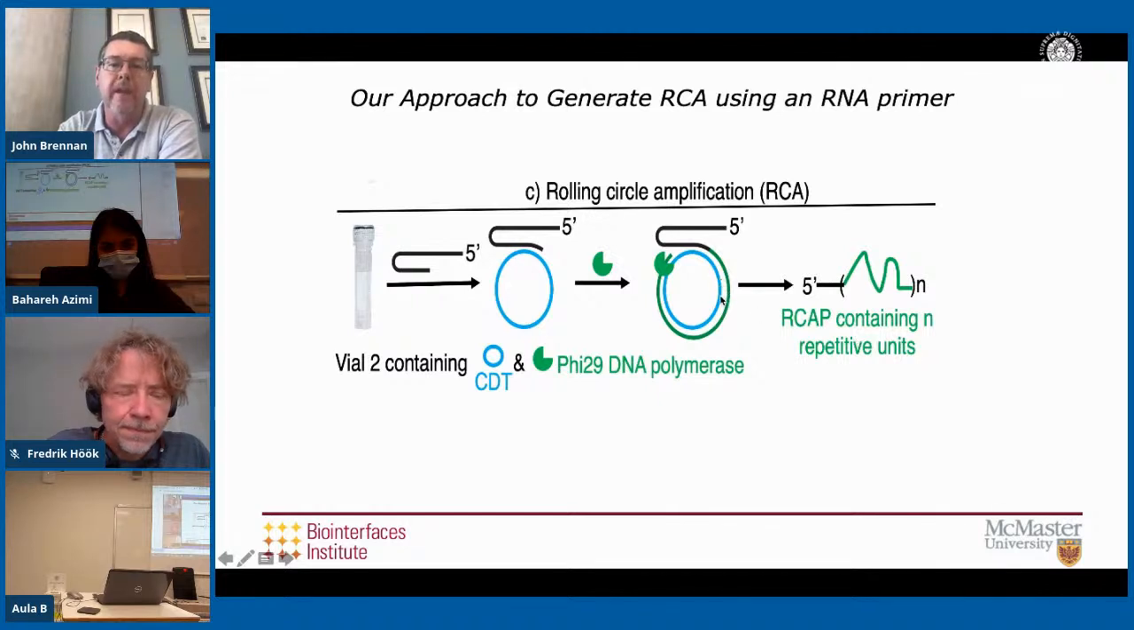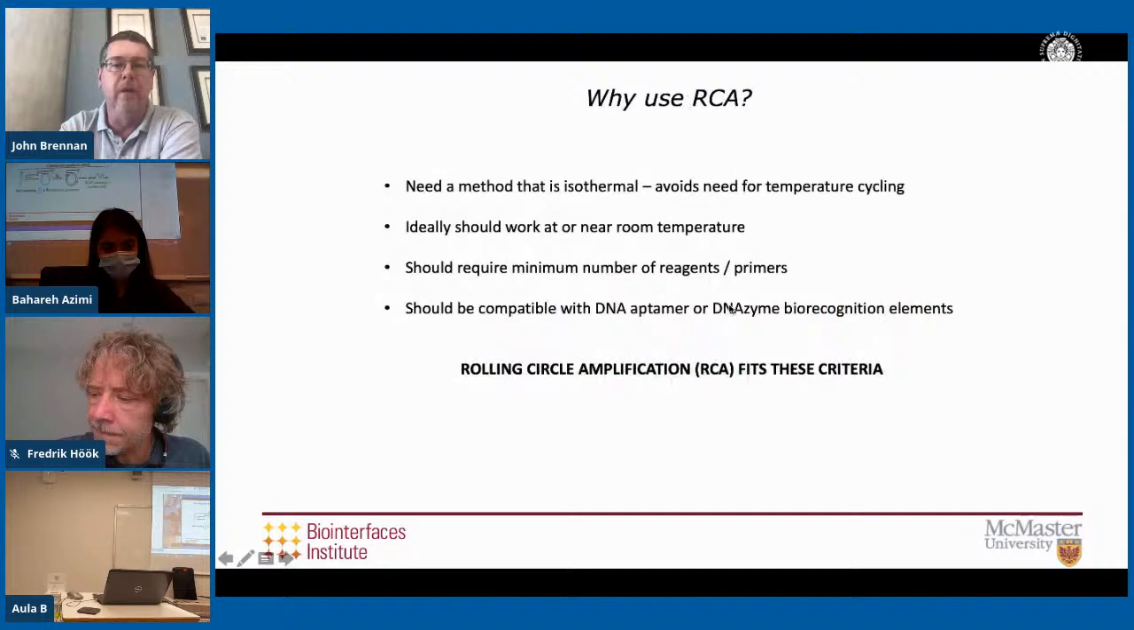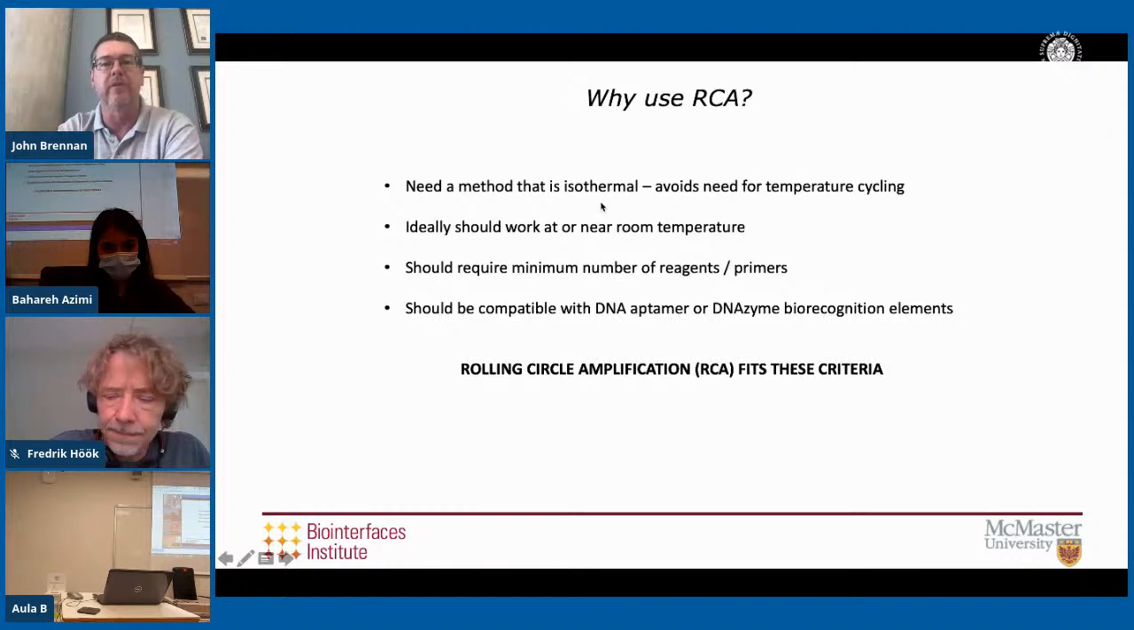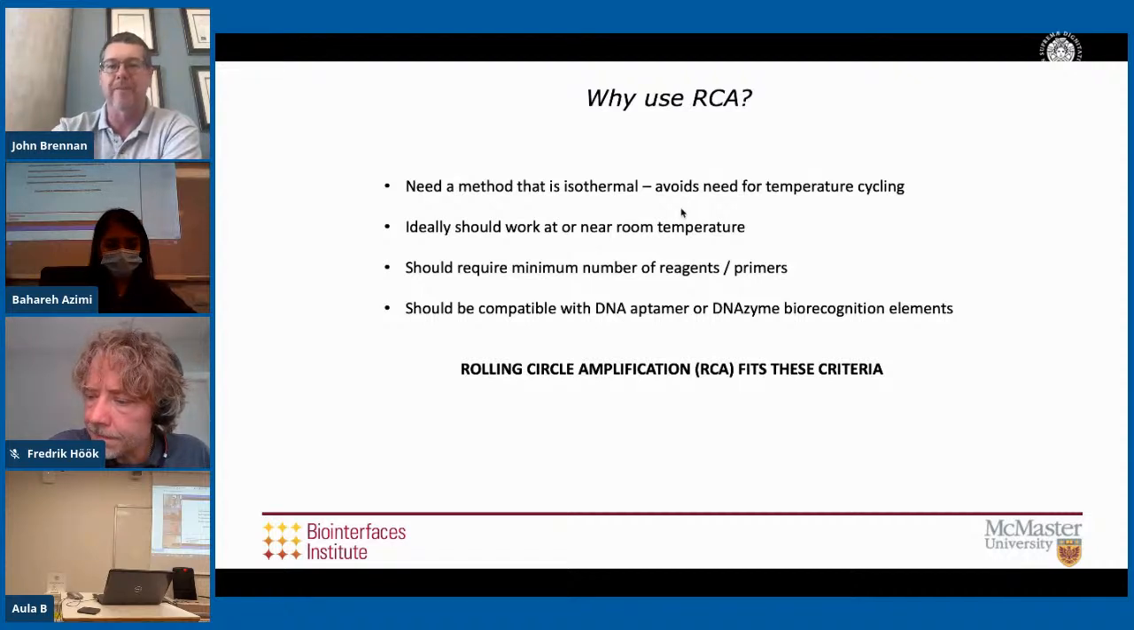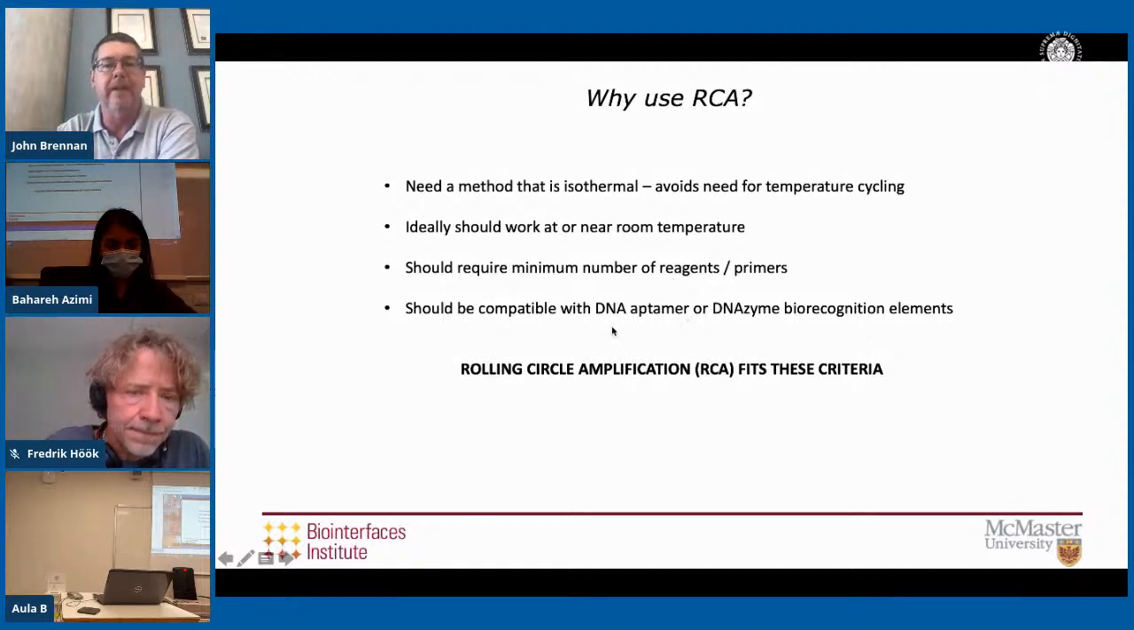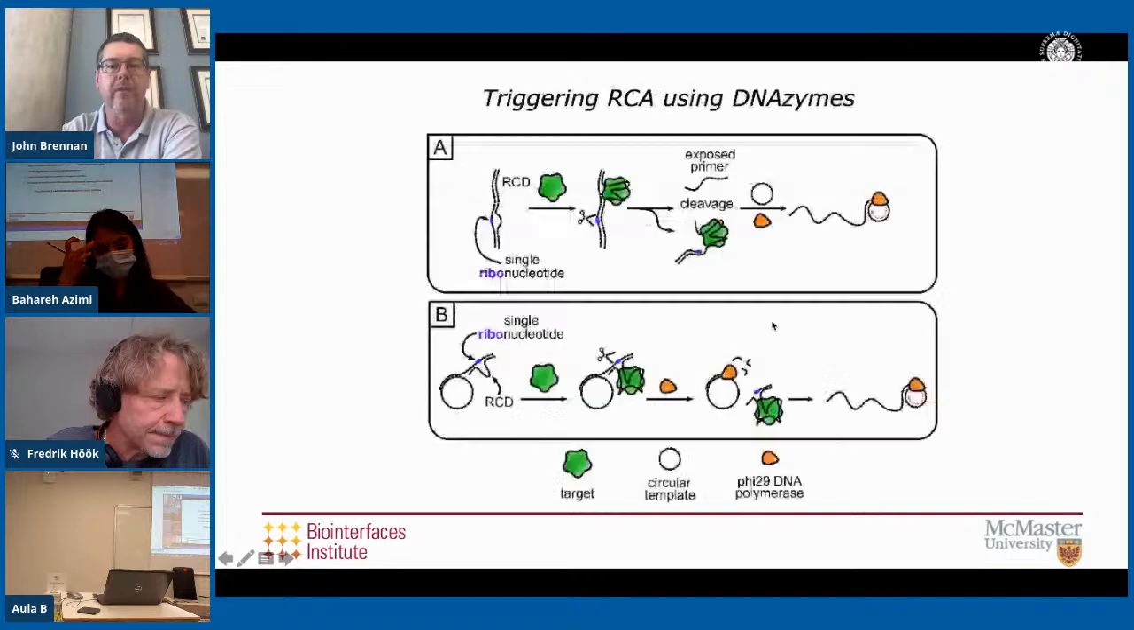What we're able to do is encode into this circle whatever it is we want as the antisense strand to be generated. So the question now is why RCA? First off, it's isothermal. There's no need for temperature cycling like you would need to do in a PCR. It works at room temperature. For a home test, we don't want a situation where someone has to heat their sample up to 65 degrees like you would with LAMP. It requires a minimum number of reagents and primers, as you've seen, and it is compatible with DNA aptamer or DNAzyme biorecognition elements. So that's why we use it.